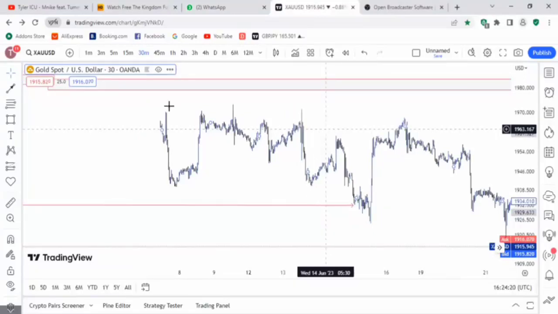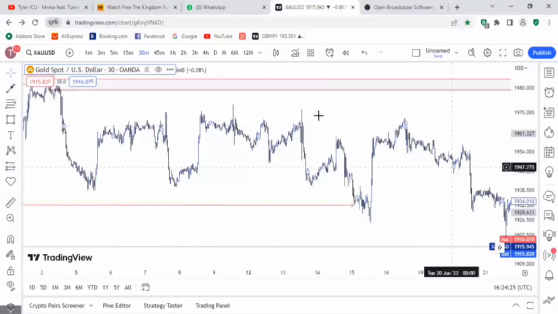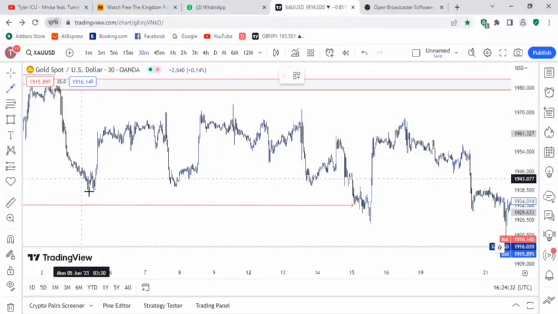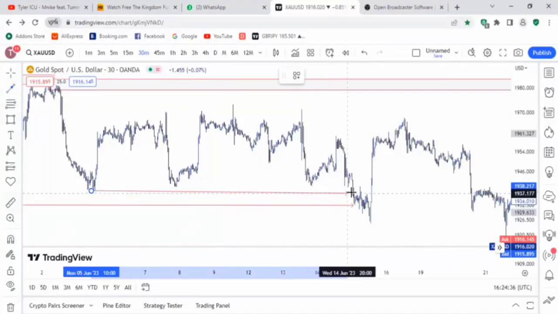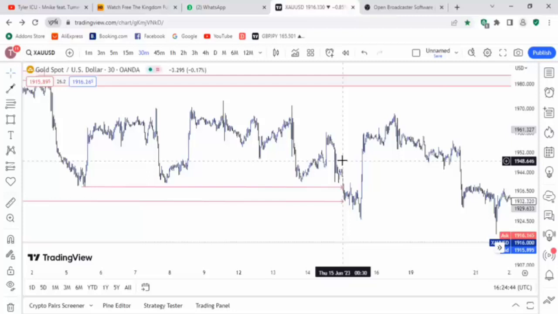But with this one, the reason why I didn't participate in this sell is because there's trend line liquidity resting below there. But some people managed to get this sell. One thing about gold, gold just reacts to any order block. As long as there's a break of market structure, it reacts.